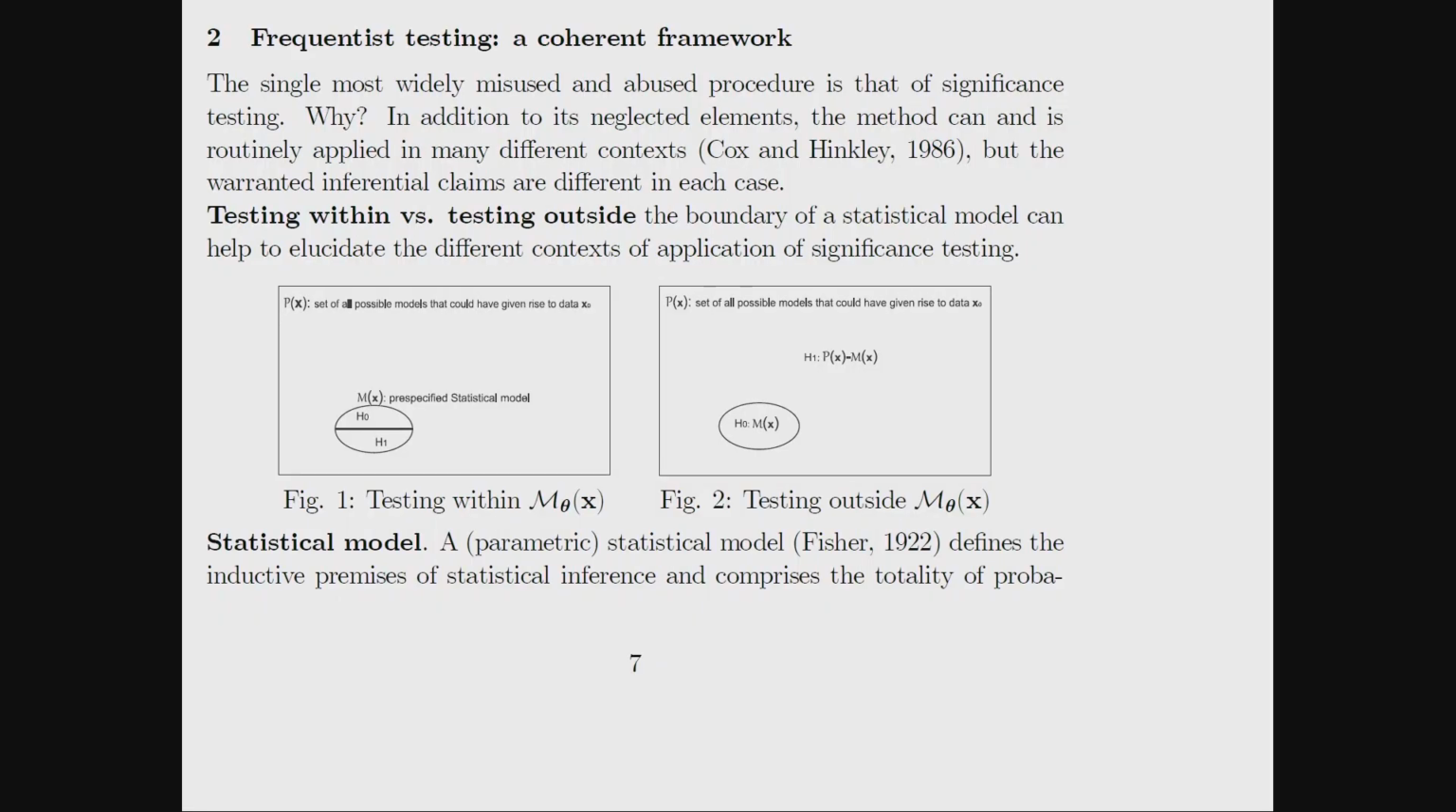So, frequentist testing. One of the most important distinctions that helped me enormously clear up the fog is this distinction between testing within, which is figure 1, and testing outside the boundaries. The big square is the set of all possible statistical models that could have given rise to this particular data. When you choose a model, you choose a tiny subset. When you do Neyman-Pearson testing, you split that into 2, or you should think of it that way, and you are testing within. But that, of course, assumes your model is valid. Because if the true model is somewhere else, you're looking at the wrong place.